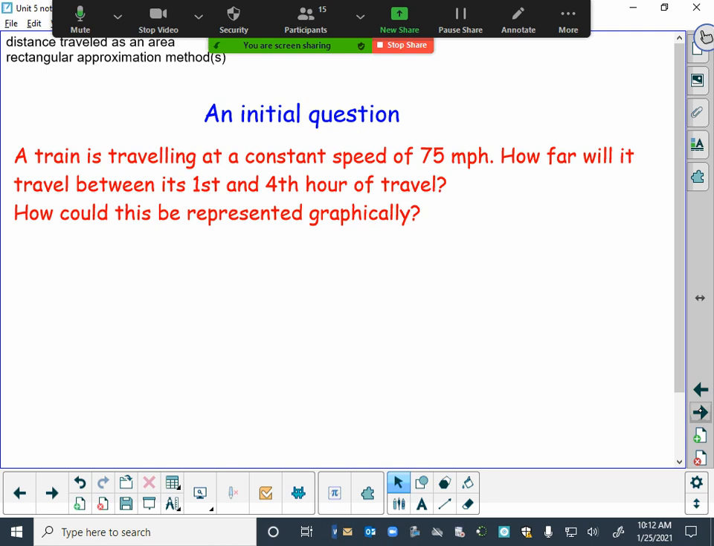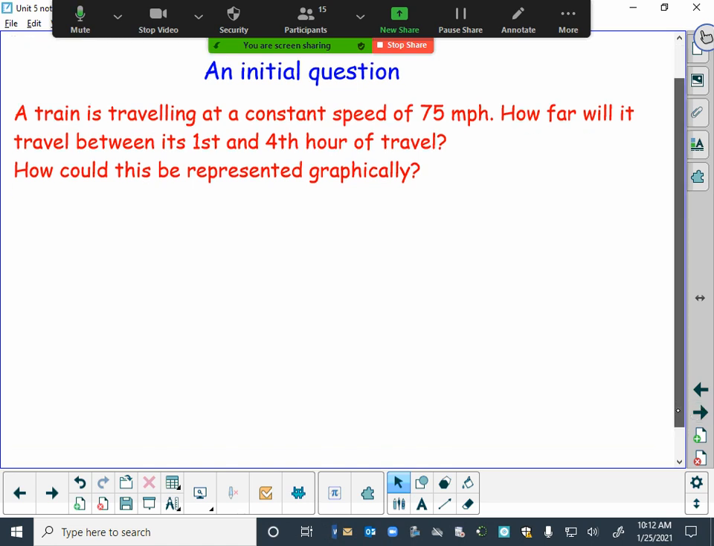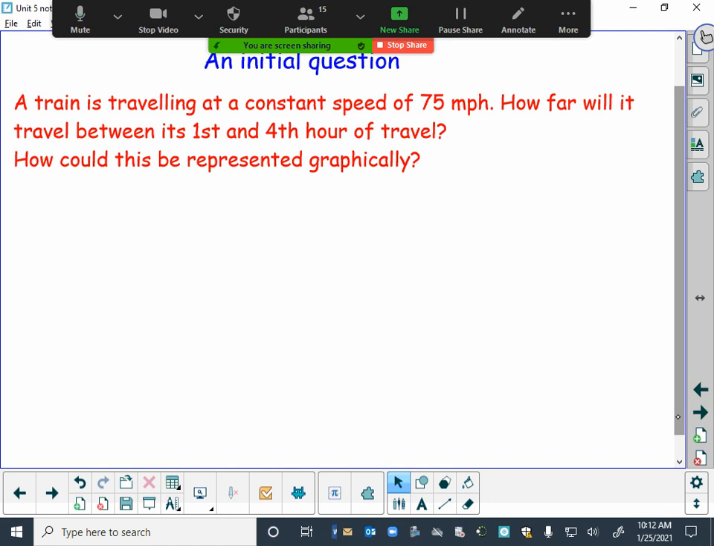And so my initial question here that I need people to think about, and possibly it will be helpful if they respond audibly, okay? If we have a train that is traveling at a constant speed of 75 miles per hour, how far will it travel between its first and fourth hour of travel? I'll let you do a little calculation there.